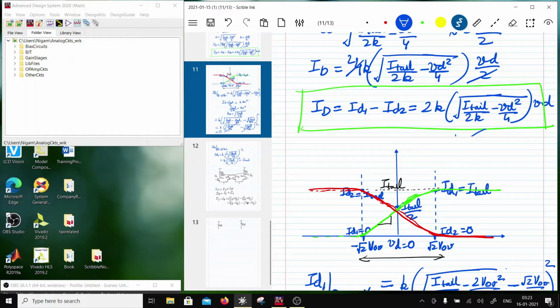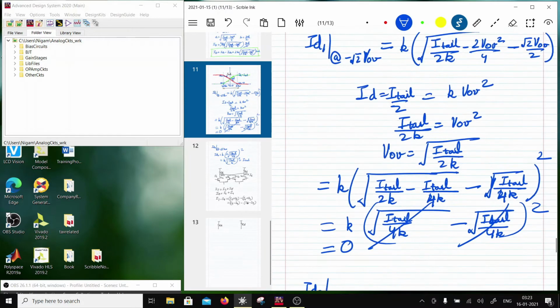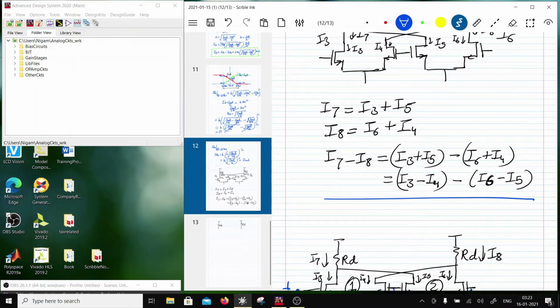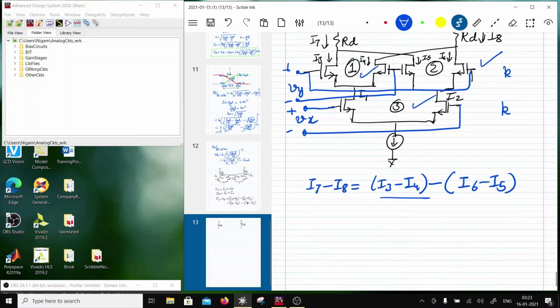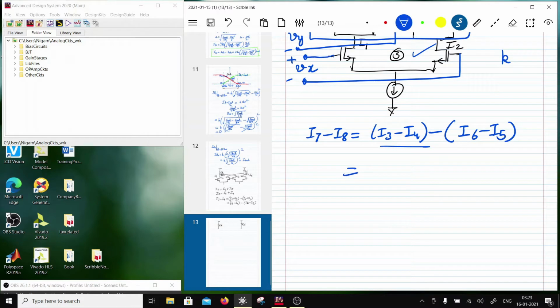Okay, so I'm going to use K common. So K is basically your mu n Cox by 2 W by L. So let's assume that all these transistors are the same size. All these transistors have the same K, top and bottom. Right, so in that case, this would be equal to twice of K times root of I tail. In this case, I tail will be I1 by twice of K minus V overdrive square by 4. In this case, not V overdrive, sorry.